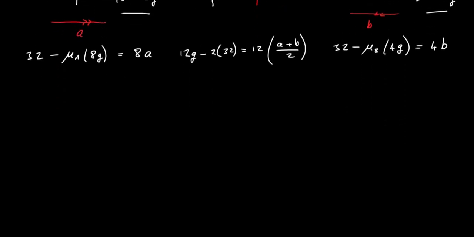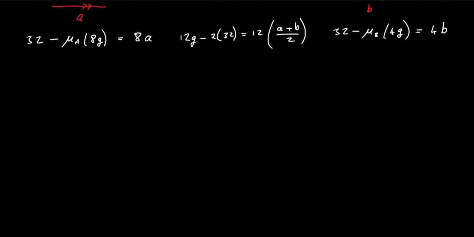Okay, so we have our three equations here. Let's just see what we can do with these. Let's look at the one in the middle first and simplify it. 12g minus 2 times 32, 64, is equal to, well, I can divide the 2 into the 12. That'll give me 6 times (a plus b), and I can just divide by 2, so that's 6g minus 32 is equal to 3 times (a plus b).